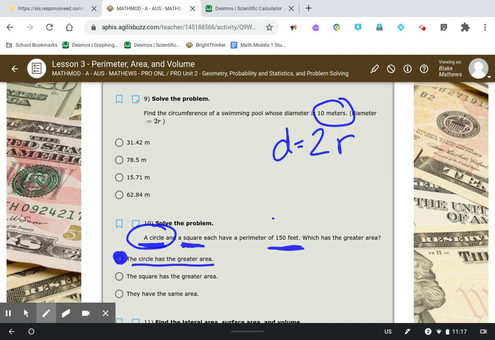All right, the rest of these are going to be surface area and volume problems. So I'm going to pause this video, and I'll put a part 2 video up shortly.